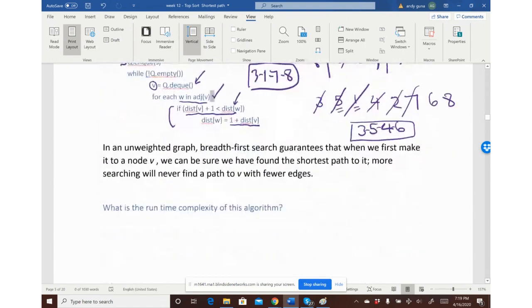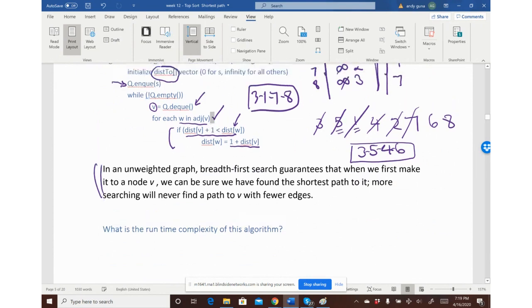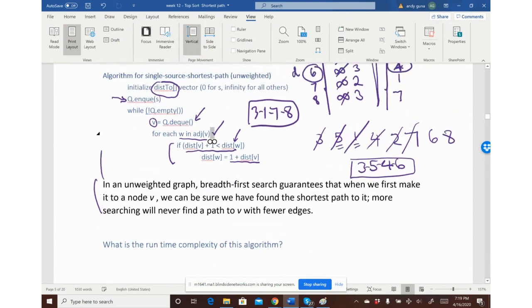It's an important thing to notice here. In an unweighted graph, breadth first search guarantees that when we first make it to a node V, we can be sure that we have found the shortest path to it. So therefore, we don't really need to do anything more there.